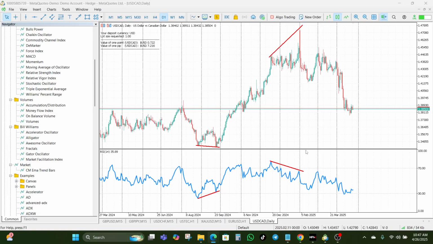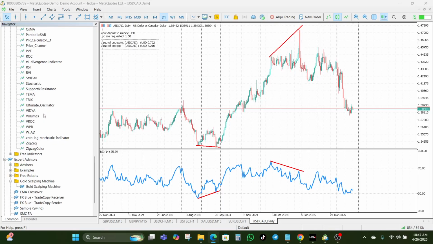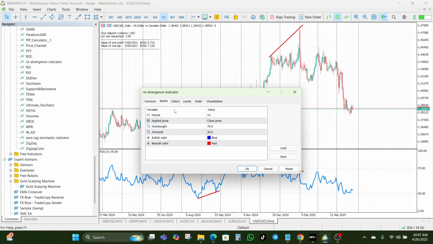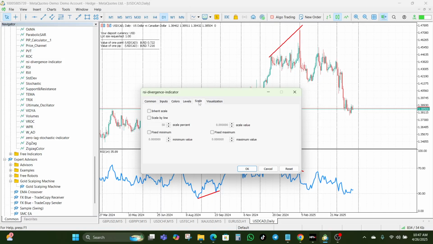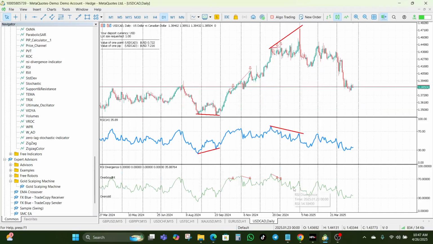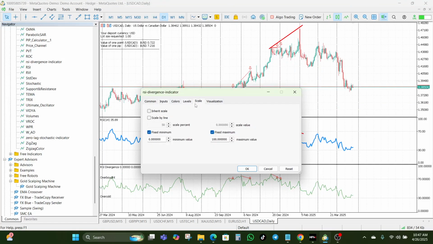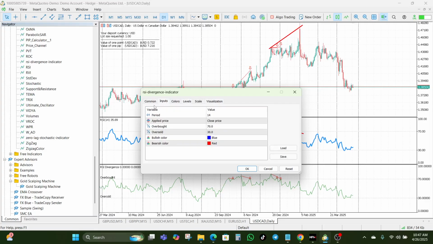Okay, so we're going to be looking at the RSI divergences indicator. It's a custom indicator, so you will need to download it from a third-party site, and after doing that, you add it to your indicators library, after which you will then be able to use it on your chart.